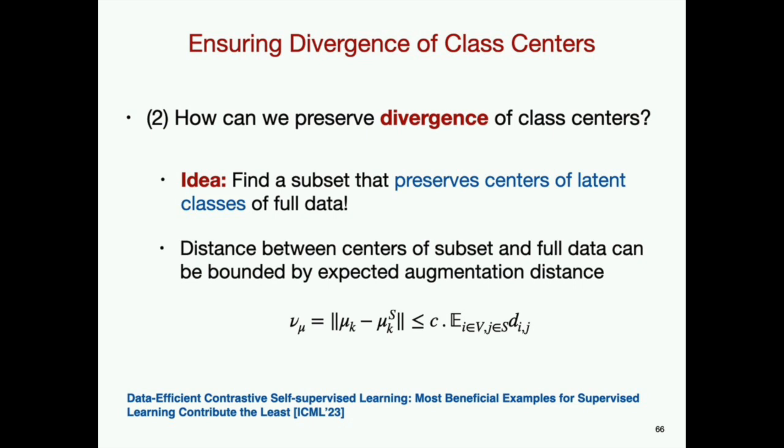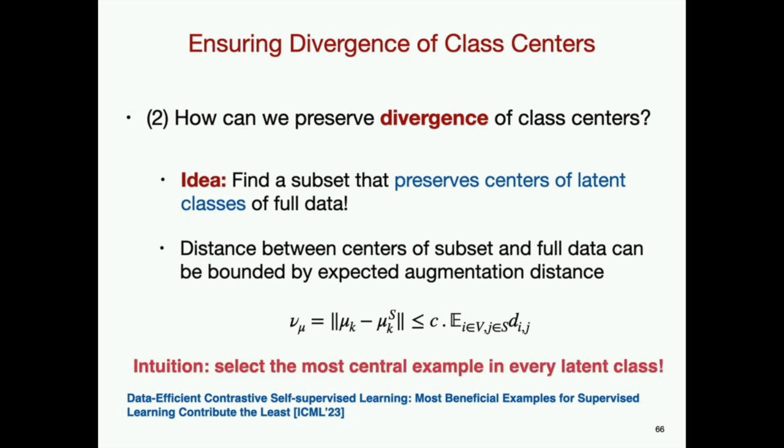And here we bound the distance between the full data latent class center and the subset latent class center using, again, expected augmentation distance, dij. The intuition here is that you want to select examples that are central in every latent class. Again, the full derivation appears in the paper.